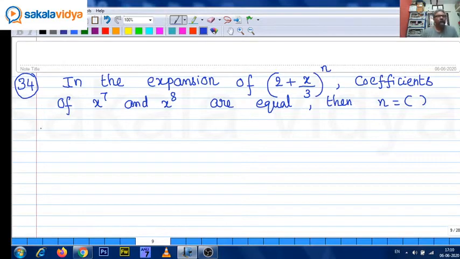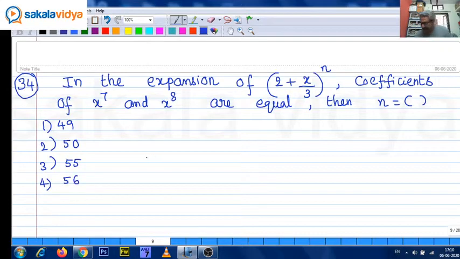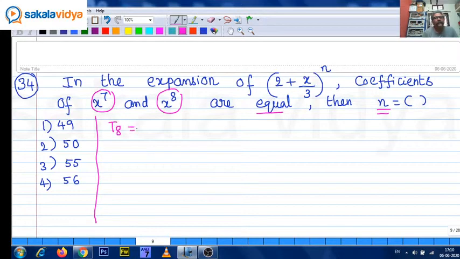First option is 49, second option is 50, third option is 55, fourth option is 56. In the expansion of (2 plus x by 3) whole to the power of n, coefficients of x to the power of 7 and x to the power of 8 are equal. Then we need to find out the n value. So for the x to the power of 7 coefficient, we need to find out T8, the 8th term. T8 equals T(7 plus 1).